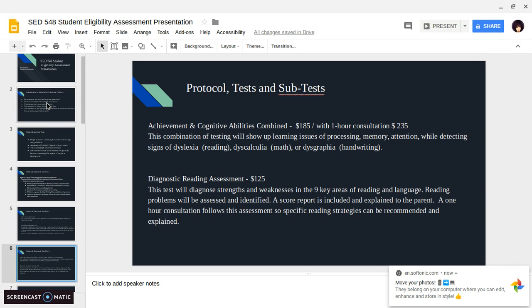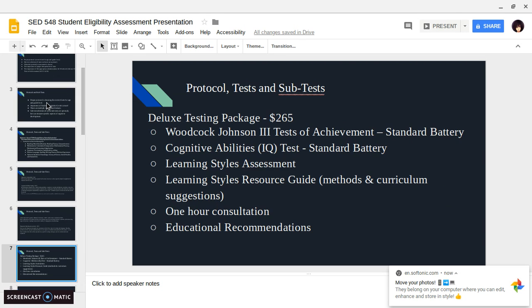This helps us with signs of dyslexia, reading, and so on, in math and handwriting. Diagnostic reading assessments, again, are a little more pricey, but the test diagnoses the strengths and weaknesses in the 9 key areas of reading and language. And considering that in this day and age assessment-based calculations and achievement tests are the standard by which students in schools are judged, this is paramount to see if we ever want to mainstream a younger student. Because if we can identify dyslexia or any other reading or processing disorder that can be helped through learning strategies and whatnot, we would love to be able to do that. But the Achievement Cognitive Abilities Test combined is probably the most thorough exam that I use.